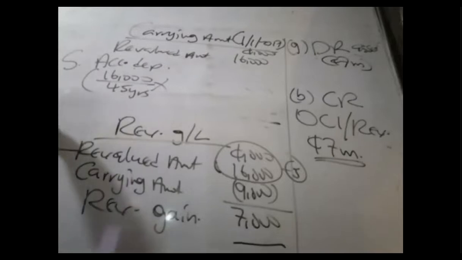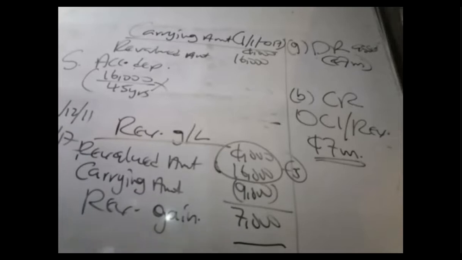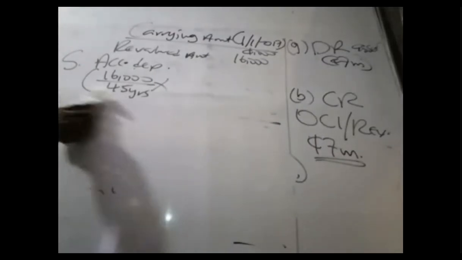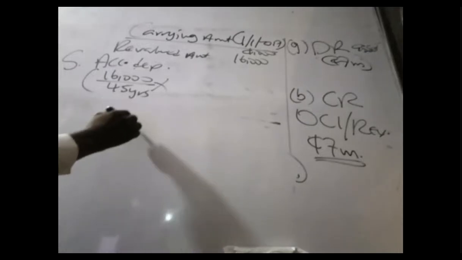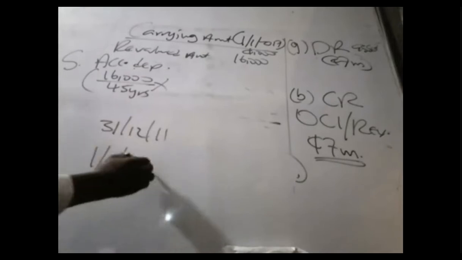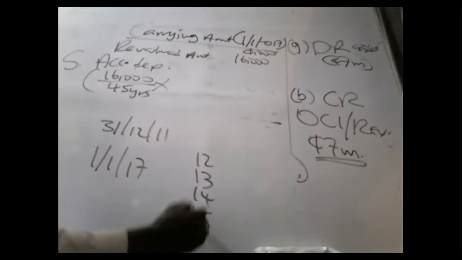That is from 31st December 2011 up to 1st January 2017. How many years? Someone should tell me this. From 31st December 2011 up to 1st of January 2017, how many years? Don't feel shy to count on your fingers in the exam room. Let me start counting mine. 2011 is not part. So 12, 13, 14, 15, 16, and 17 will not be part. So the answer is 1, 2, 3, 4, 5. That is 5 solid years.